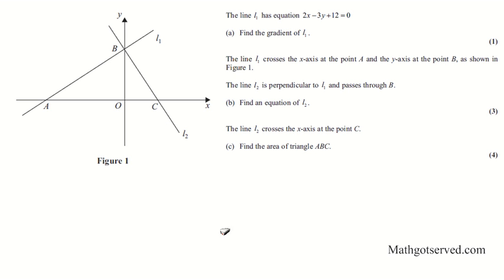All right, so for question number 6, we're given 2 lines. For part A, we have to find the gradient of line L1, given that the equation is 2x minus 3y plus 12 equals 0. The gradient is the same thing as the slope of a line, and that's m.